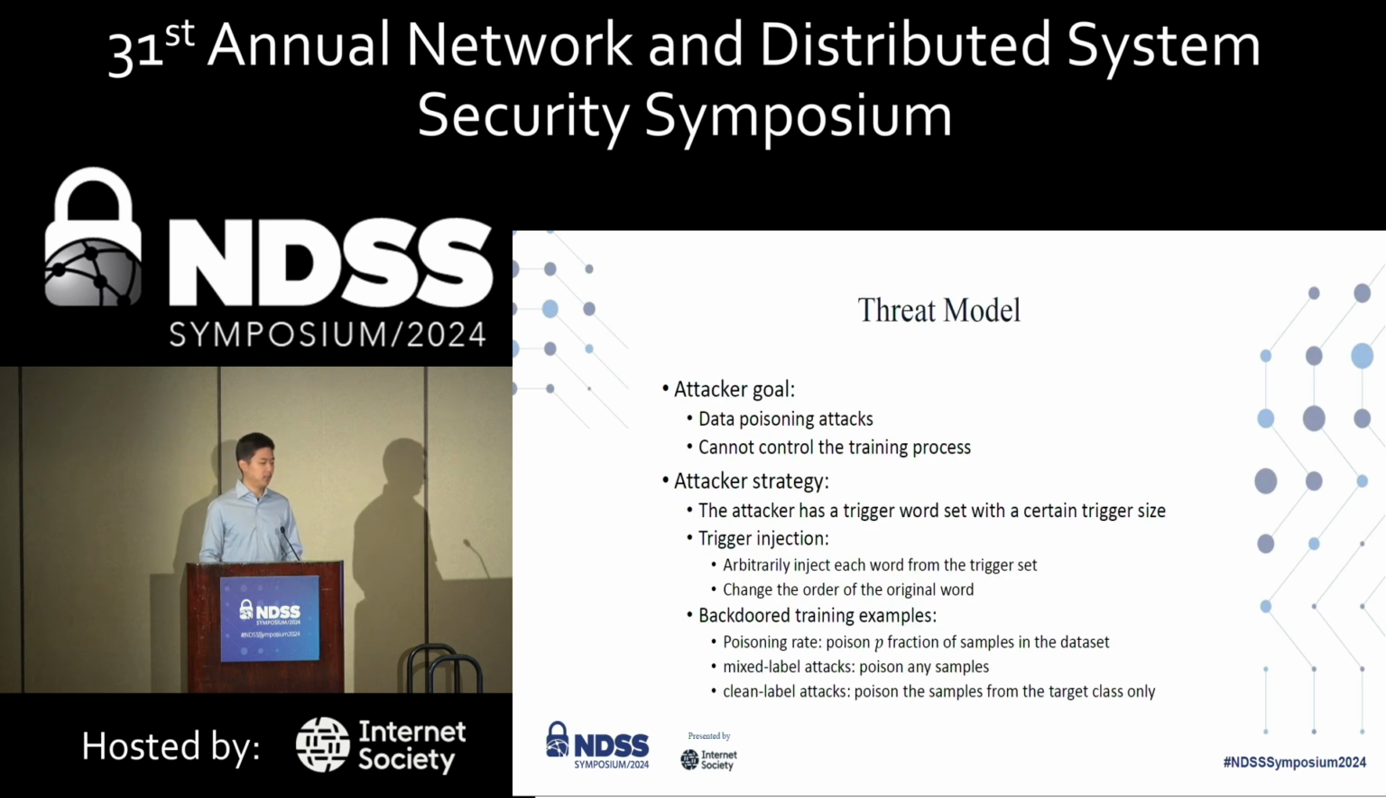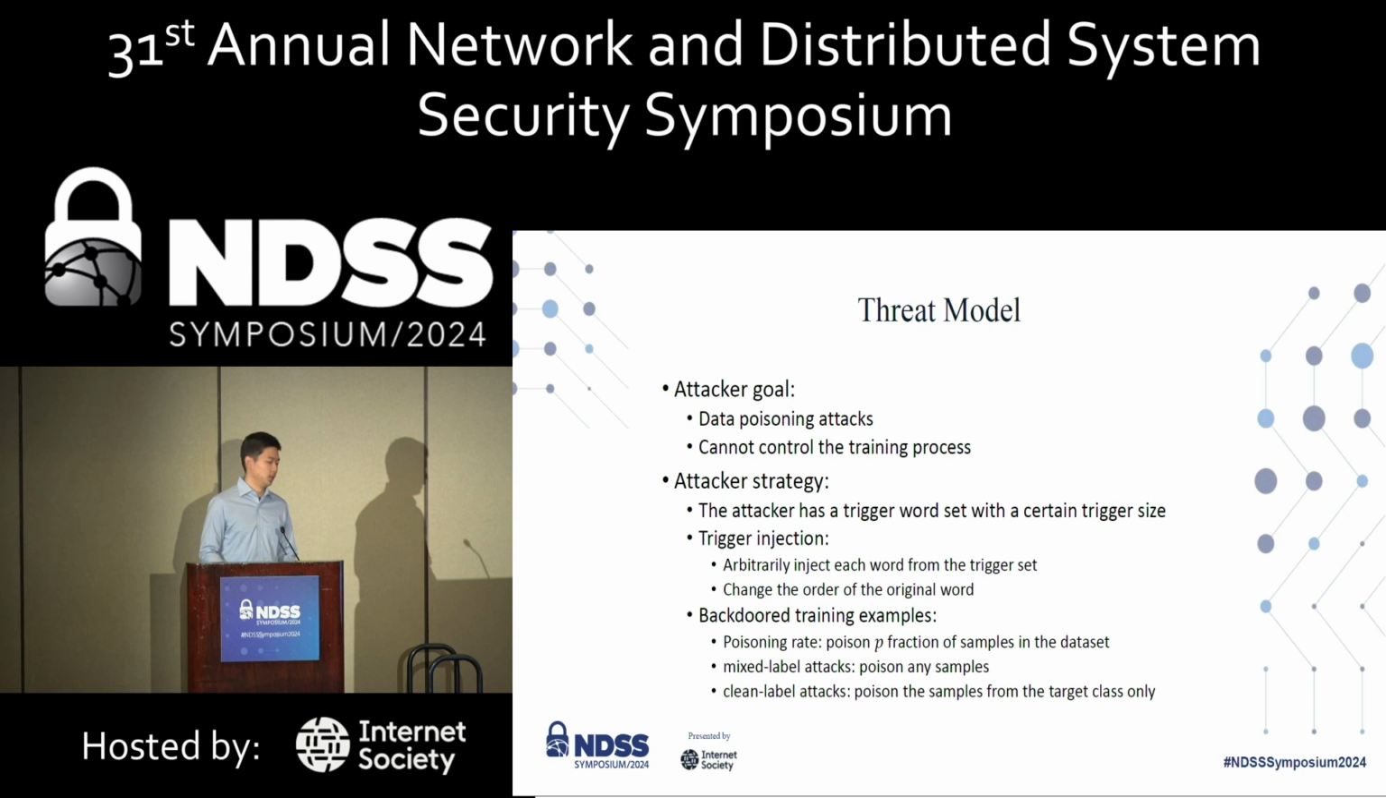So now we define our threat model. The attacker's goal is to do data poisoning attacks, and it cannot control the training process of the user classifier. To achieve his goal, the attacker would adopt the following strategy. First, the attacker has a fixed trigger word with a certain trigger size. We assume that the attacker can do both word level attacks and structure level attacks. So he can do two kinds of trigger injections. First, he can arbitrarily inject each word from the trigger into the original sentence. Also, he can change the order of the words in the training text.